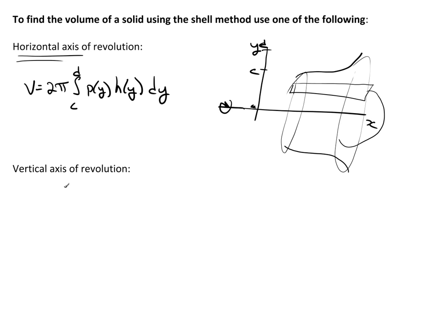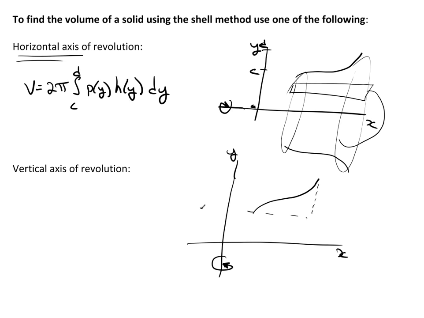Now, if I do a vertical axis of revolution, let's just draw this same picture with this same sort of a function going on here. This time I'm going to revolve it around the y-axis. So when I revolve this thing around the y-axis, these representative rectangles will look like this. So this height is now going to be a function of x, and the distance to the center is also going to be a function of x.